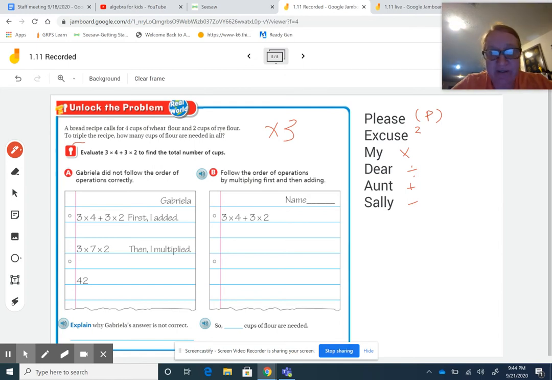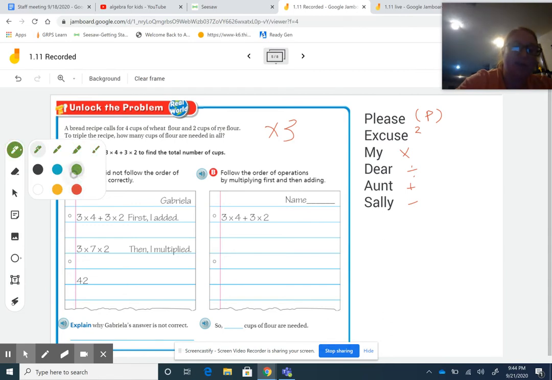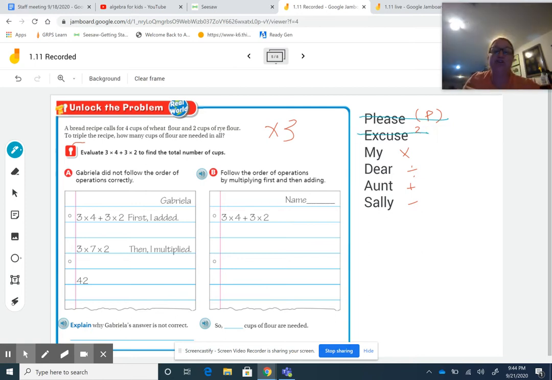Gabriella is not going to follow the order of operations correctly. We don't have parentheses, so I can cross that off. We don't need to do it. We don't have an exponent, so I can cross that off. But I do see 2 multiplications there. But the thing about Gabriella here is she's not going to multiply first. She's going to add first. So she's going to add 4 plus 3, and she gets 7. Okay, good job, Gabriella. 4 plus 3 is 7. But Gabriella, you're not supposed to do adding first.